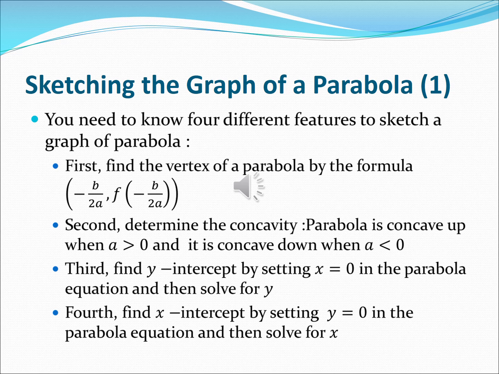Second, to determine the concavity, the parabola is either concave up when a is greater than 0, or concave down when a is less than 0. Third, to find the y-intercept, we set x equal to 0 in the parabola equation and then solve for y, and usually the y-intercept is equal to c.